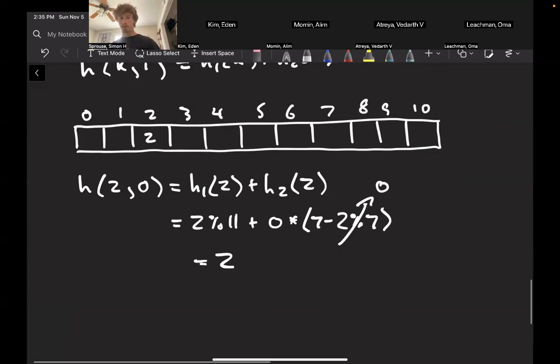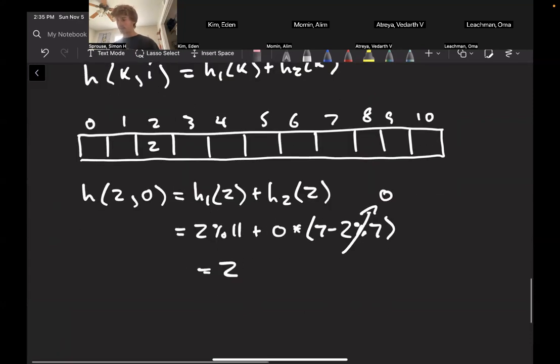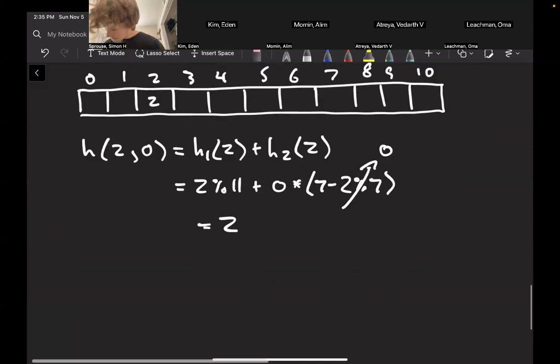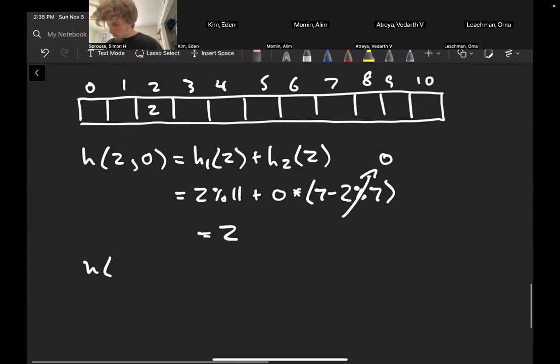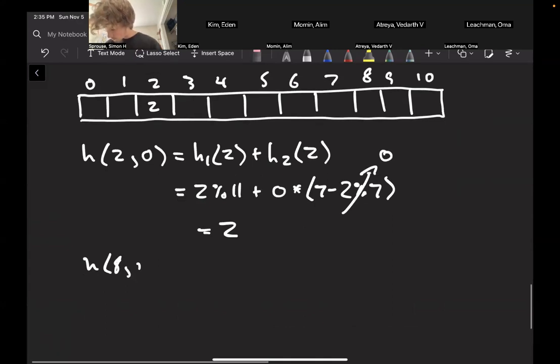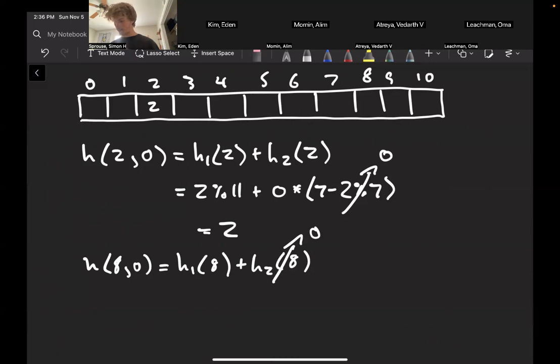Kind of not super exciting, kind of a little anticlimactic, but let's keep going. So h of 8. I think we're going to see the same thing here. We're going to apply 8 to both of our hashing functions, and we know right away this is going to be 0 because we haven't seen any collisions yet.